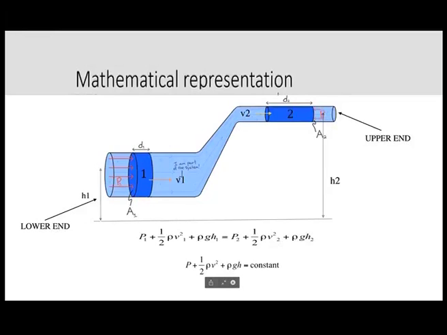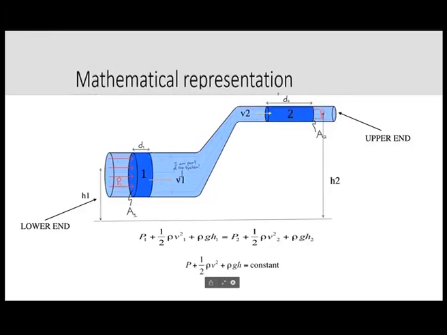So, according to the principle of Bernoulli, the total energy at, let us say, the lower end, which is the pressure energy, kinetic energy and potential energy at this lower end, is the same as the sum at the upper point. So, pressure energy, kinetic energy and potential energy at the lower end is equal to the same pressure energy, kinetic energy and potential energy at the upper end.